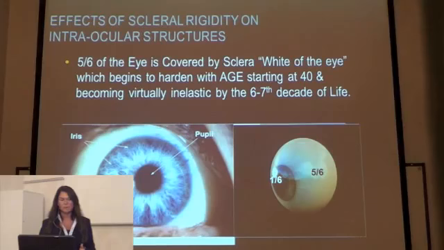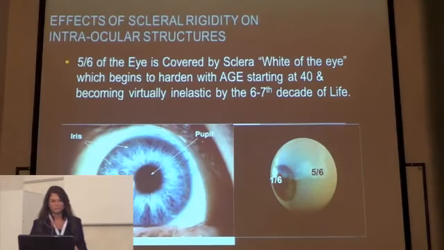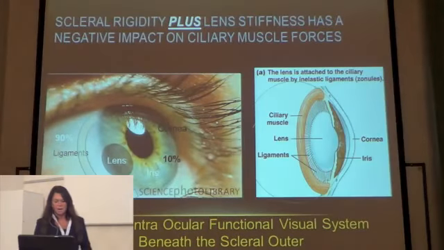So let's just talk about structure equals function. Five-sixths of the eye is covered by sclera, and it begins to harden starting at the age of 40 and becomes virtually inelastic by the sixth to seventh decade of life. So we really can't ignore this white part of the eye.